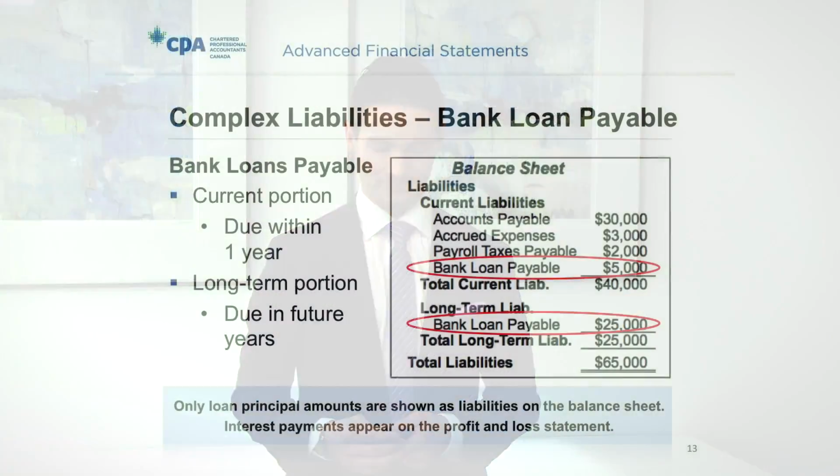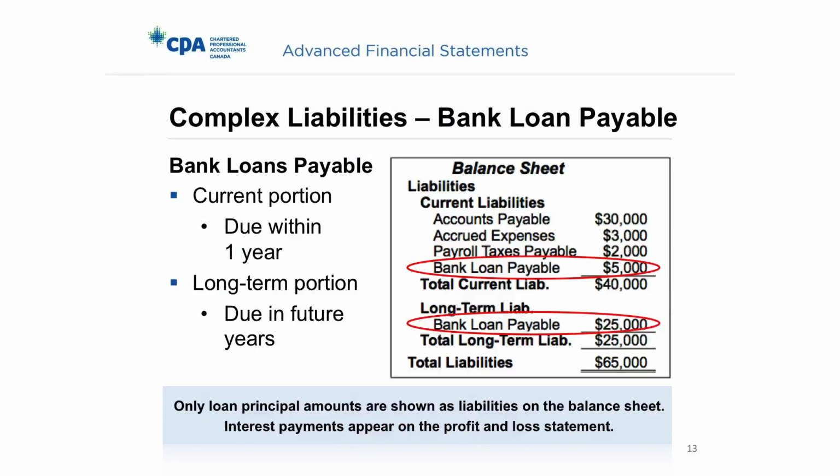So that unearned revenue will sit on your balance sheet. So let's take a look at bank loans payable. Bank loans payable can be confusing for a couple different reasons. First of all, they show up in 2 different areas on your balance sheet. First, you have it in your current liabilities, and second, in your long-term liabilities.